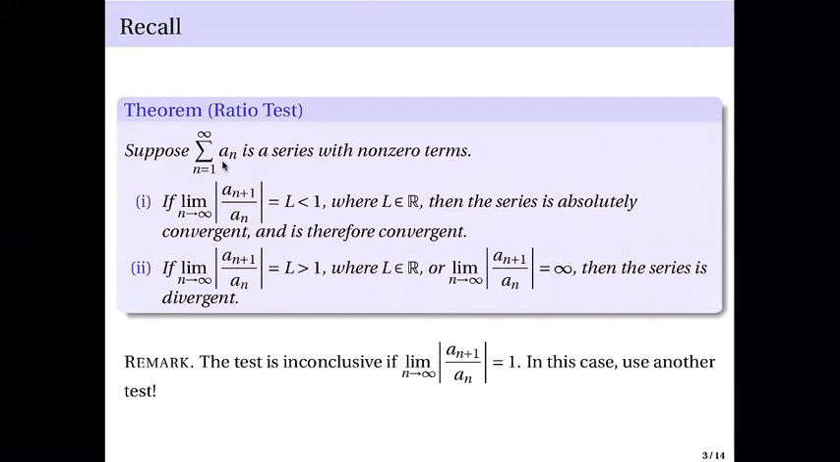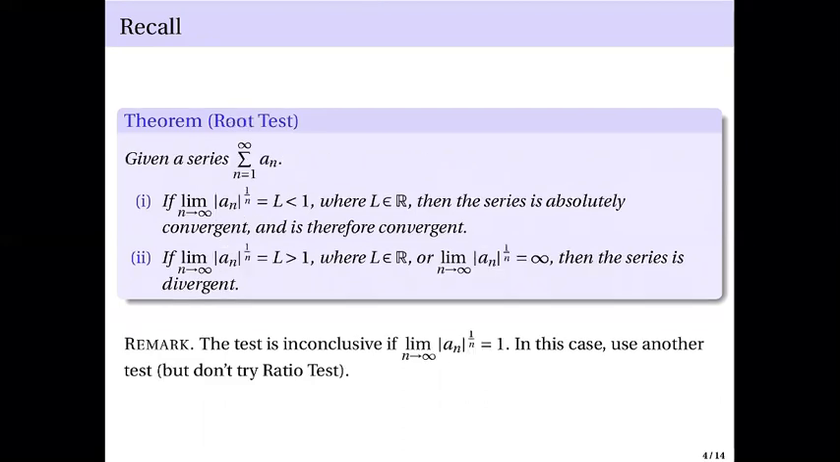Okay? So you are comparing the limit of the ratio a sub n plus 1 over a sub n in absolute values with the number 1. So either less than 1 or greater than 1. Now, if the limit is equal to 1, okay, then the test is inconclusive, meaning we cannot conclude anything about this series. So in order to determine whether the series is convergent or divergent, we have to use another test.